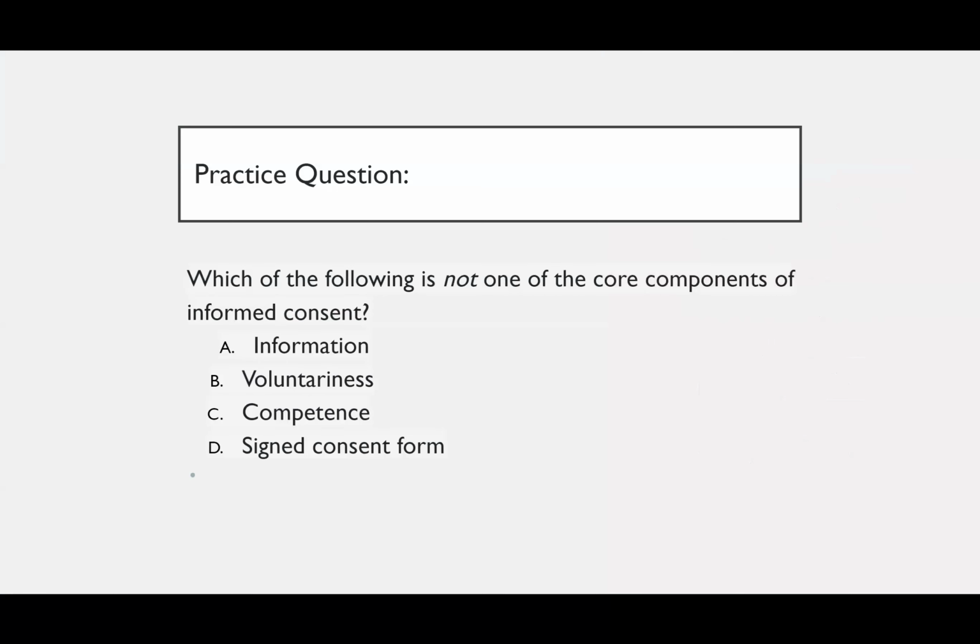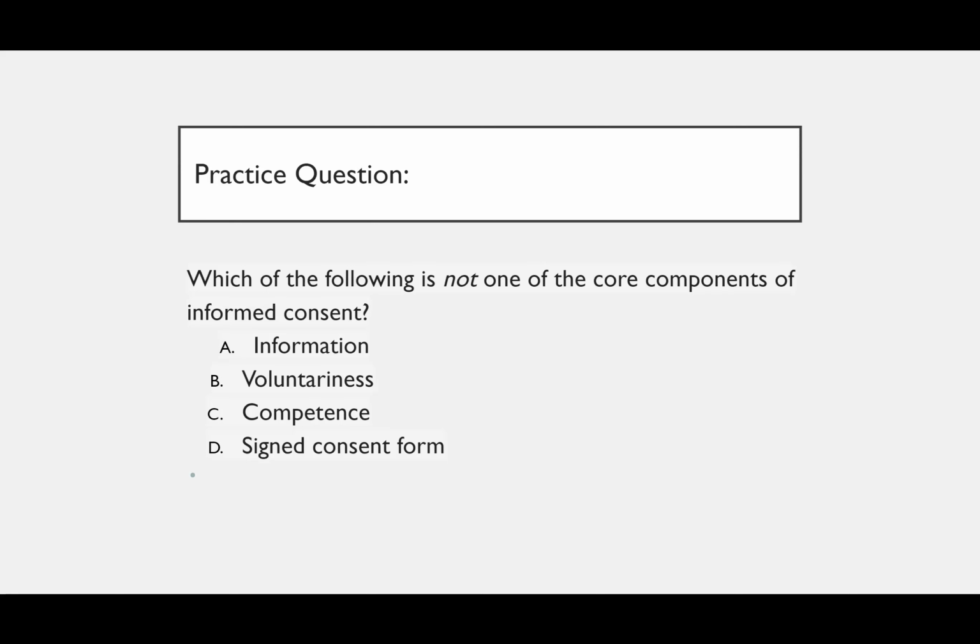So here's a practice question. Which of the following is not one of the core components of informed consent? A, information; B, voluntariness; C, competence; D, signed consent form. I'll give you 5 to 10 seconds to think about it before I move to the next slide. Have that answer in your head. Okay. Pick the letter for the one that is not a core component of informed consent.